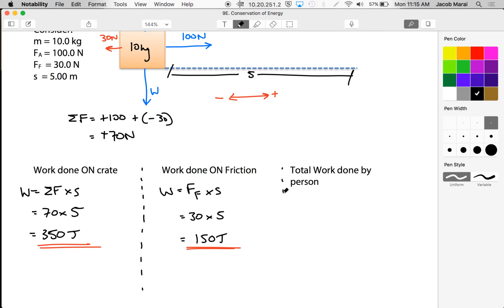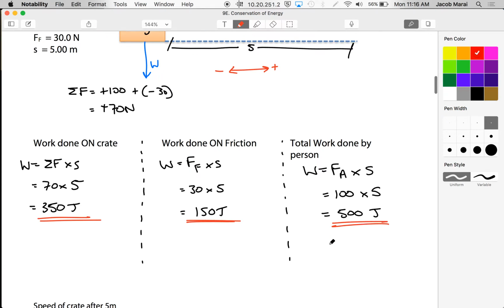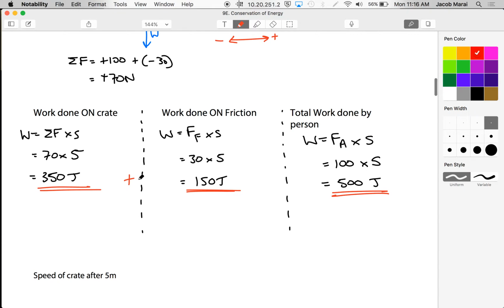And as I said last week, you would have noticed that when we looked at the concept of work, where is the energy going? It's coming from a person, it's going somewhere else. That's the applied force. So the person is applying a 100 Newton force over 5 meters, 500 joules. And then you should notice that the sum of your energies equals the total.